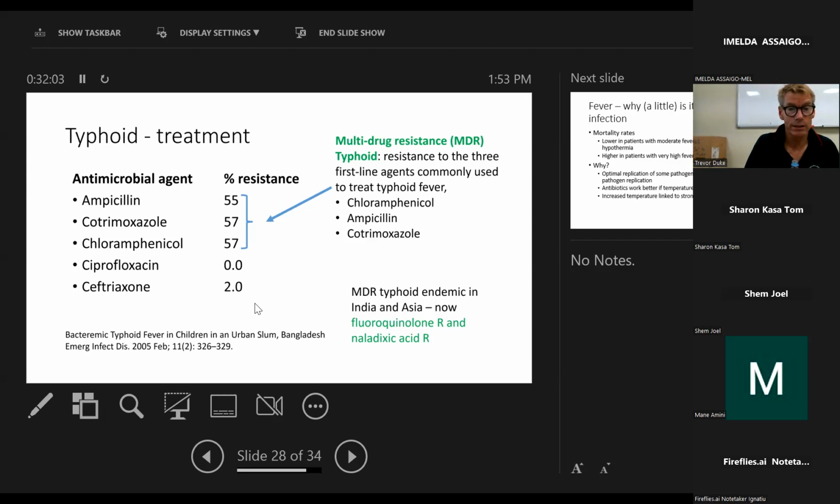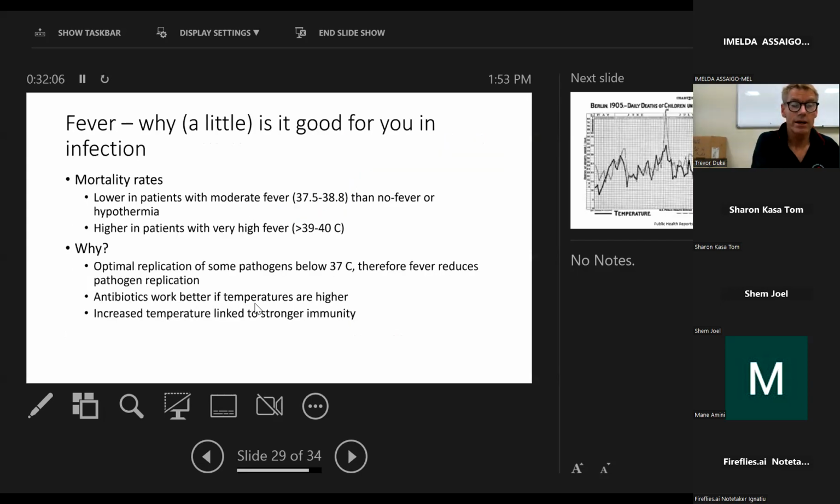Okay. Now, I've only got a few more slides, but I want to say why a little fever is actually good for you. We sometimes think that all fever is dangerous and we should try to bring it down to normal. Well, that's not the case. If a child has a temperature of 37.8 or 38 degrees and they've got an infection, then it's probably their body's way of fighting the infection.